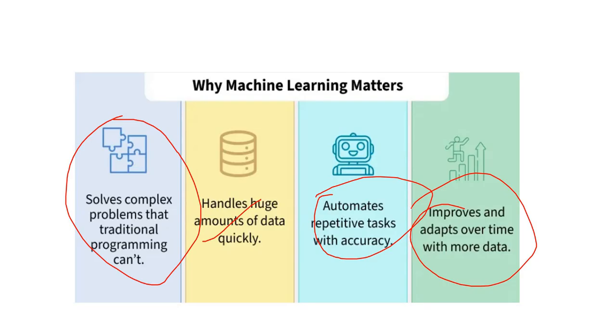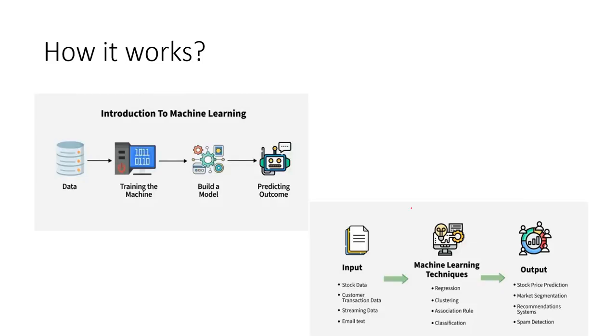So we are just summarizing this slide. Machine learning matters because it solves previously unsolvable problems, efficiently processes big data, automates routine work with precision, and continuously improves with experience. Together, these abilities make machine learning a cornerstone of modern technology and innovation. In our next slide, we will discuss how machine learning works. What is the actual process behind it?